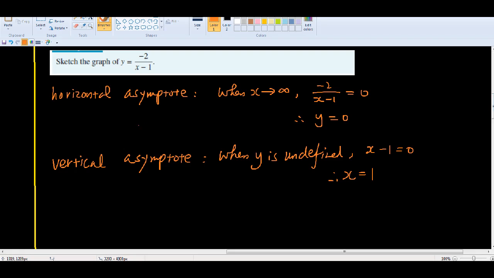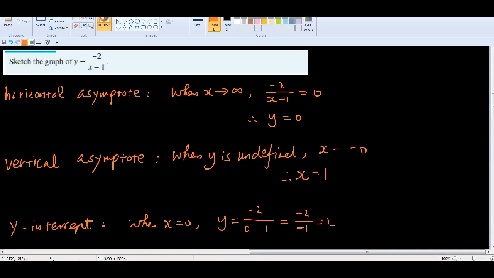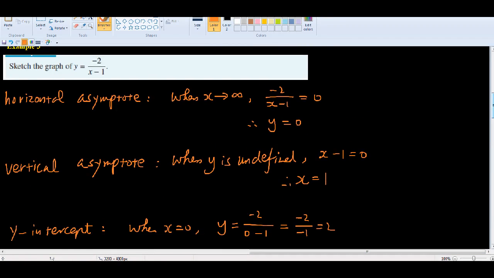Alright, so now you have the horizontal asymptote and also the vertical asymptote. How can we sketch it now? No, you need an extra point. So in this case, we could find the y-intercept. When x equals 0, you get y equals minus 2 over 0 minus 1, so that would be 2. Okay.